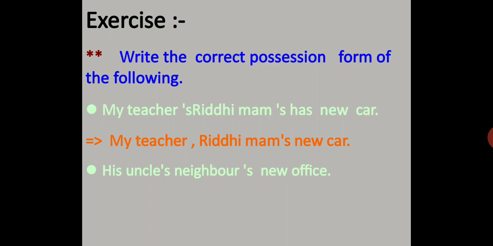Next sentence. His uncle's neighbor's new office. Here, uncle and neighbor both are different nouns. They are not used for only one person. So, which pattern do we use? Yes, first of all we write the office. So, new office of his uncle's neighbor. I hope you will understand properly.